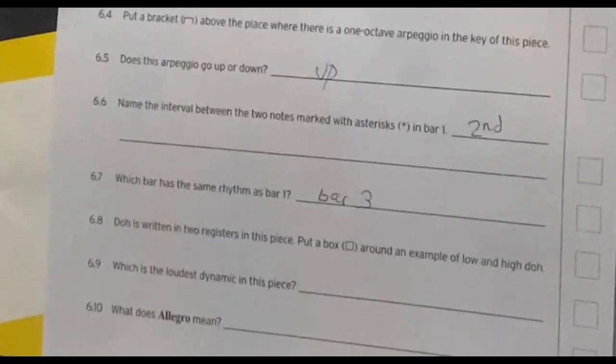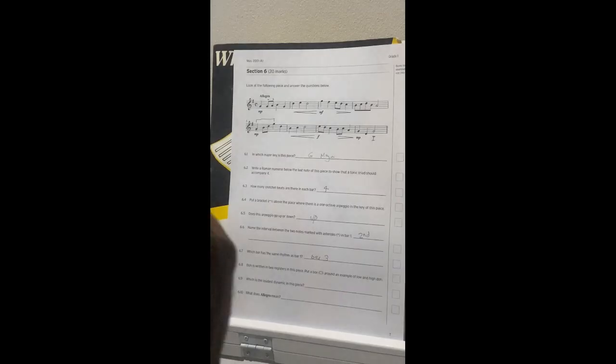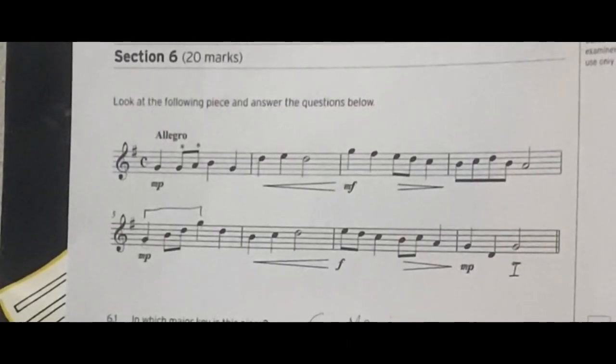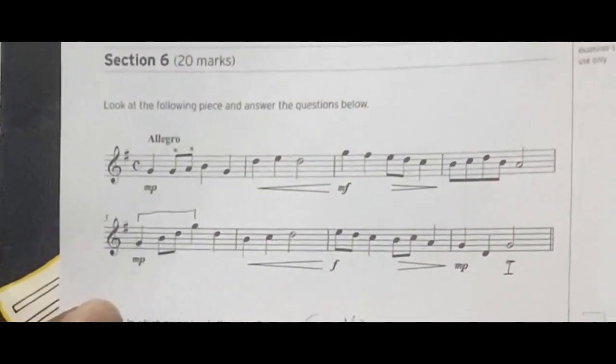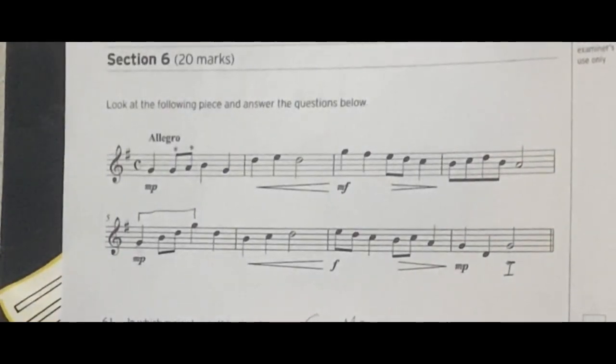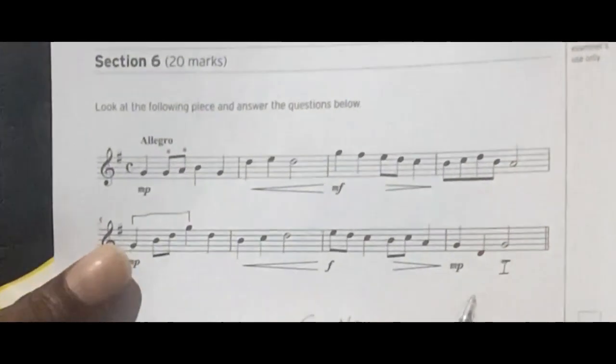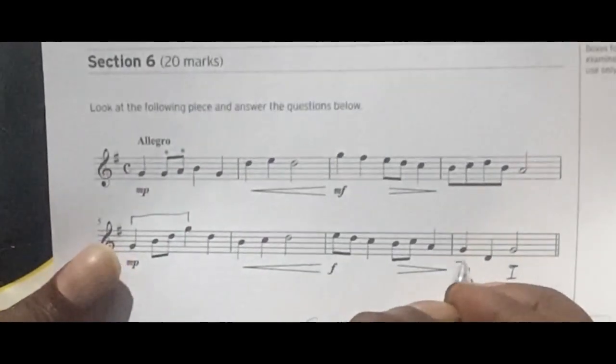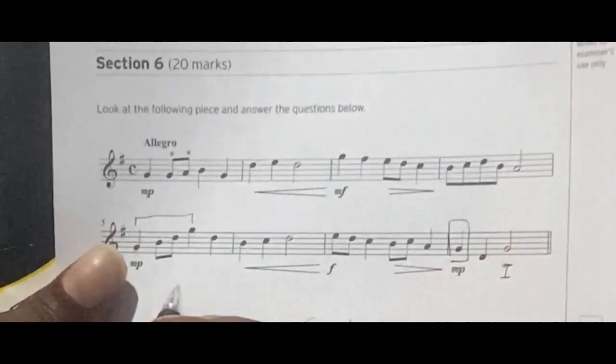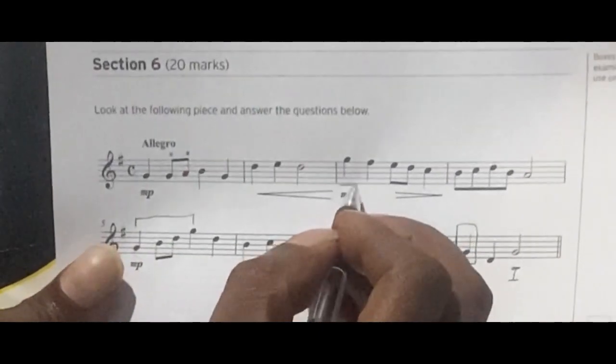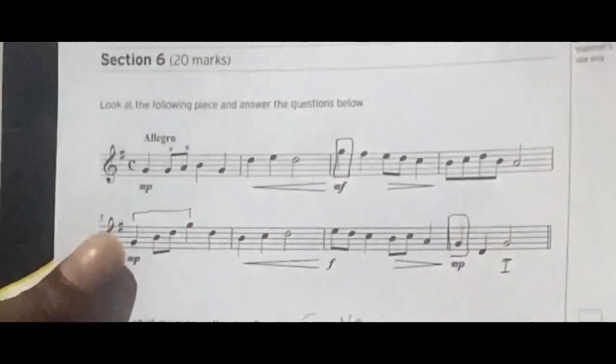Question 8, do is written in 2 registers in this piece. Do is the same as the tonic, the same thing. When people sing do, re, mi, fa, do is the first in the scale. So do in this piece will be G. It's asking for 2 registers. You have 1 register, what must you do? Put a box around it. Alright, so I'll put 1 register here, is G. And here's another register, a high G, or here, a high G. They're both Gs, 2 different registers.